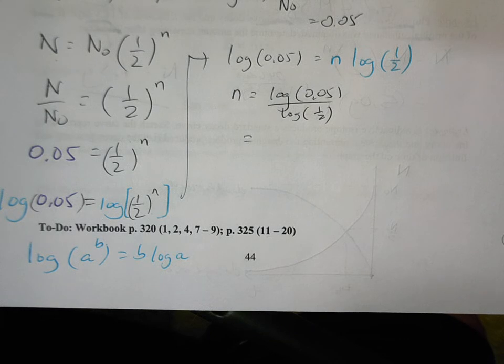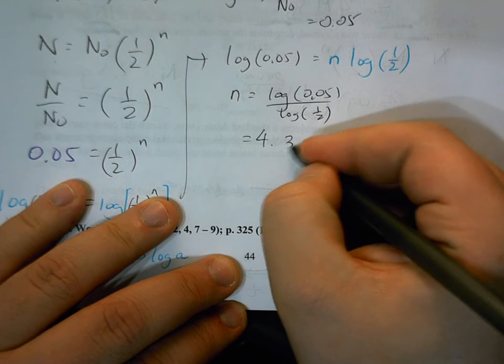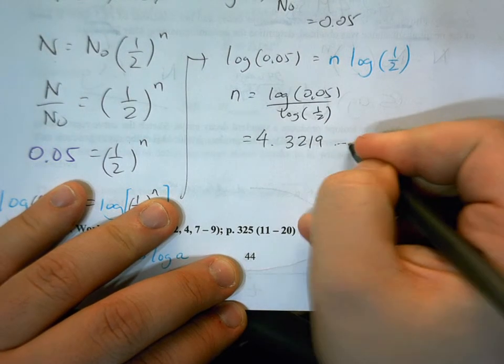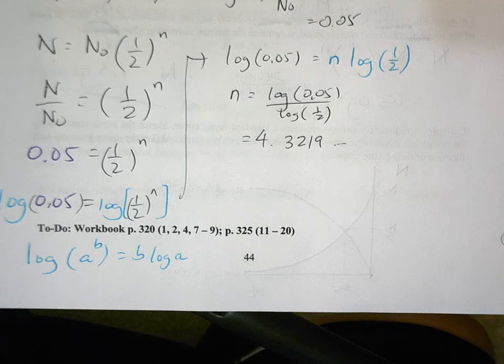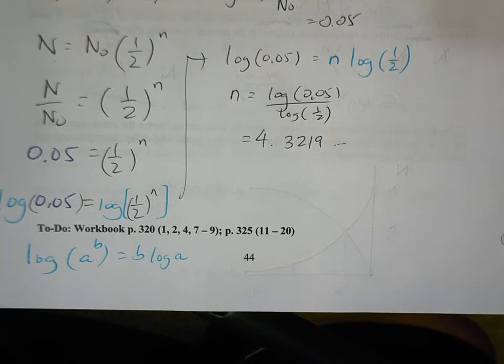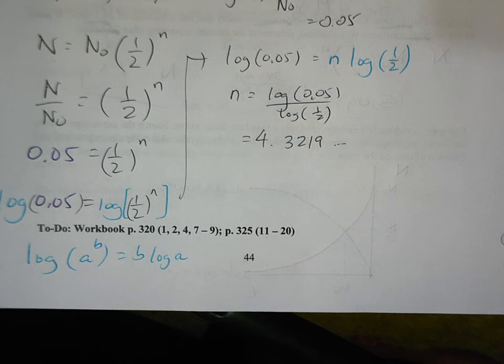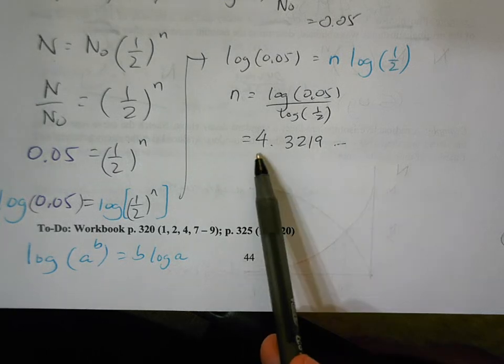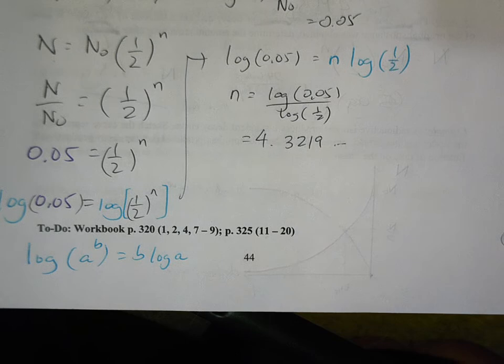So let's see what we got here. This is going to give me about 4.3219. So what it's saying is that we have a half-life of 121 days, so for 95% of the sample to decay, it's going to have to have gone through about 4.3219 half-lives, so a little over 4 half-lives.